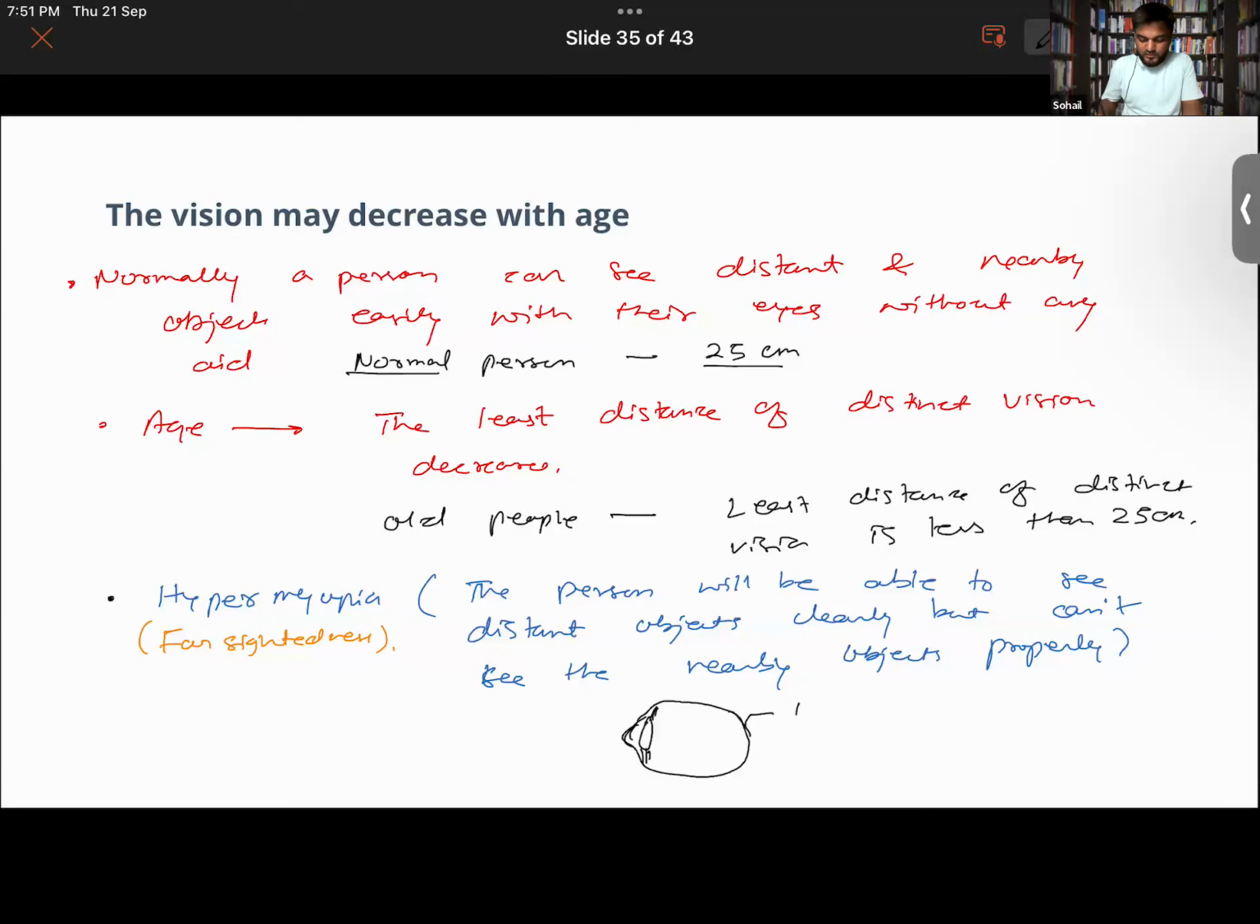And this here is the retina. So the light rays that are coming across this lens will be converged before the retina. It should be converging on the retina. So a lens will be used in order to fix this problem. Using the lens, the problem can be fixed. If the lens is used, then the image will now be formed at the retina. So this condition has been called hypermyopia.